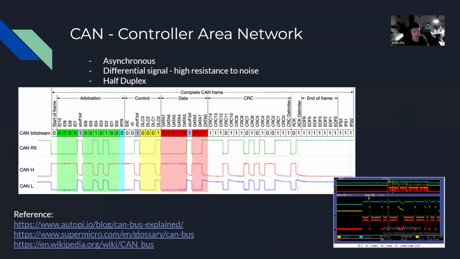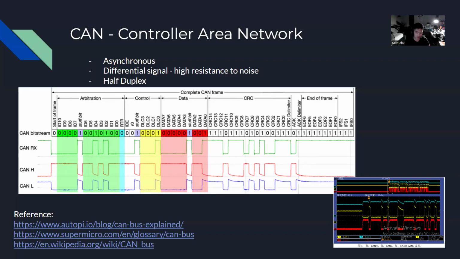And then lastly, you have your CAN bus, controller area network. If you're a car guy, CAN bus is used in cars, and for a good reason. It's probably one of the most reliable communication protocols out of the four that I mentioned. It is asynchronous like UART, and it's half duplex. And unlike the other communication protocols, it uses a differential signal.